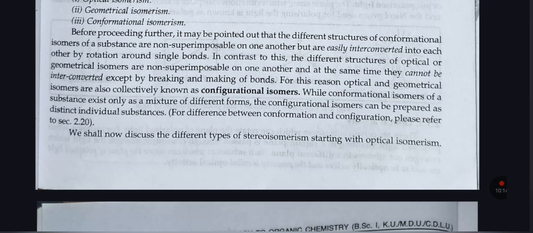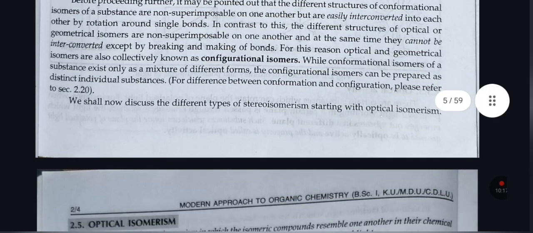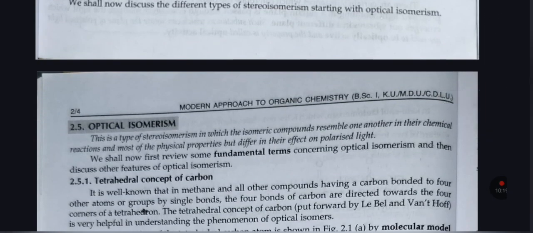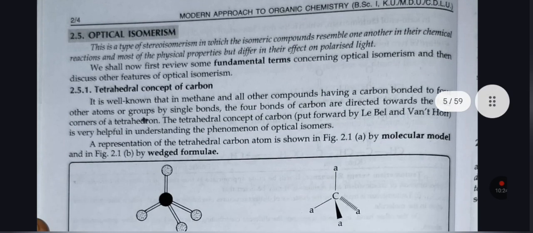We shall now discuss the different types of stereoisomerism, starting with optical isomerism. Optical isomerism. This is a type of stereoisomerism in which the isomeric compounds resemble one another in their chemical reactions and most of the physical properties but differ in their effect on polarized light. We shall now first review some fundamental terms concerning optical isomers and then discuss other features of optical isomerism.